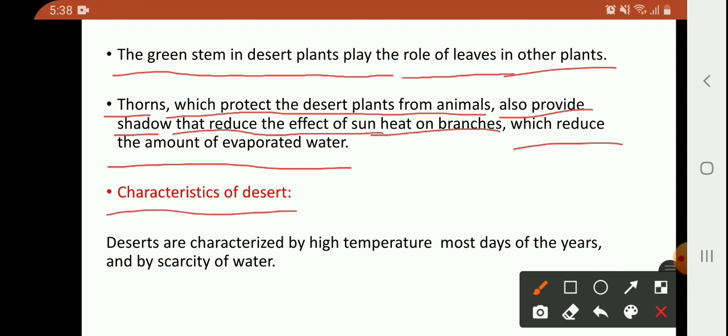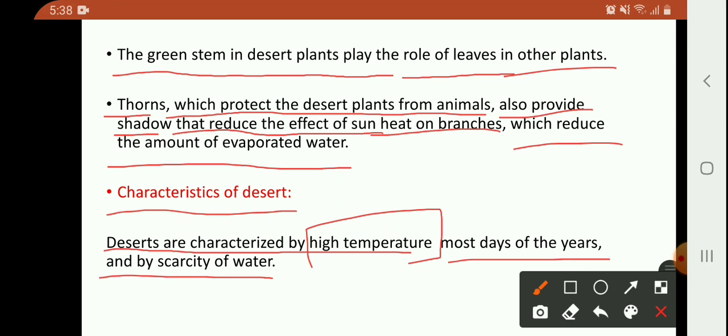Characteristics of desert. Deserts are characterized by high temperature, كلنا بنعرف شو يعني ارتفاع الحرارة, most days of the year and by the scarcity of water, ونقص المي.